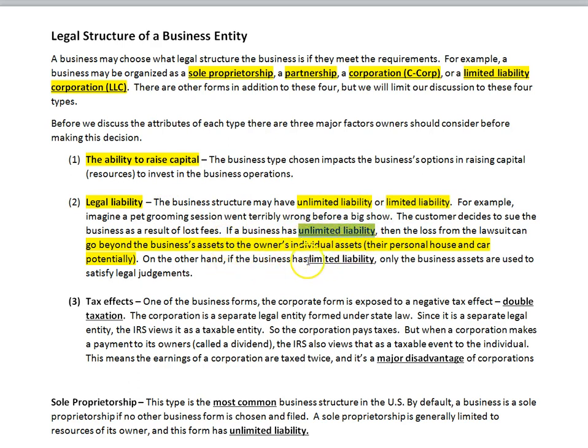On the other hand, some business forms have something called limited liability. Under limited liability, our losses are limited to the amount that we have invested. So only the business assets are used to satisfy legal judgments if they have limited liability. Alright, tax effects. There's really only one negative tax effect here. It's called double taxation.